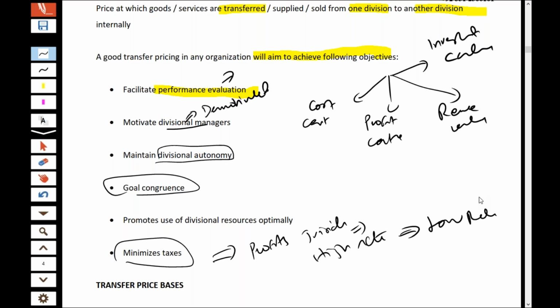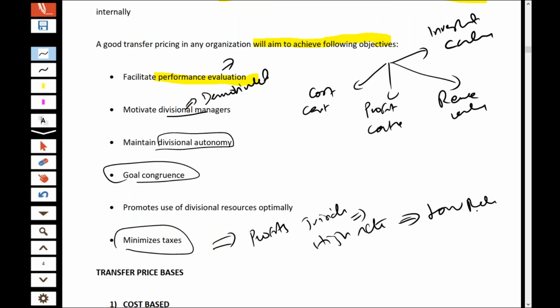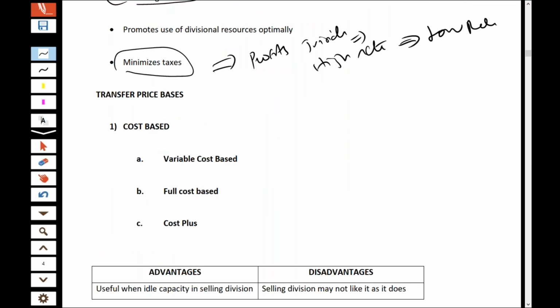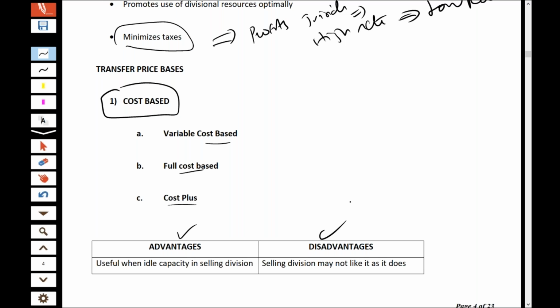Now what next is there? The next situation is that what are the different types of transfer pricing policies that the organization could adopt. So one of them could be a cost-based transfer pricing, which could have multiple variants like full cost, variable cost. When you use the cost-based transfer pricing strategy, there are obviously certain advantages, certain disadvantages that you have to face.